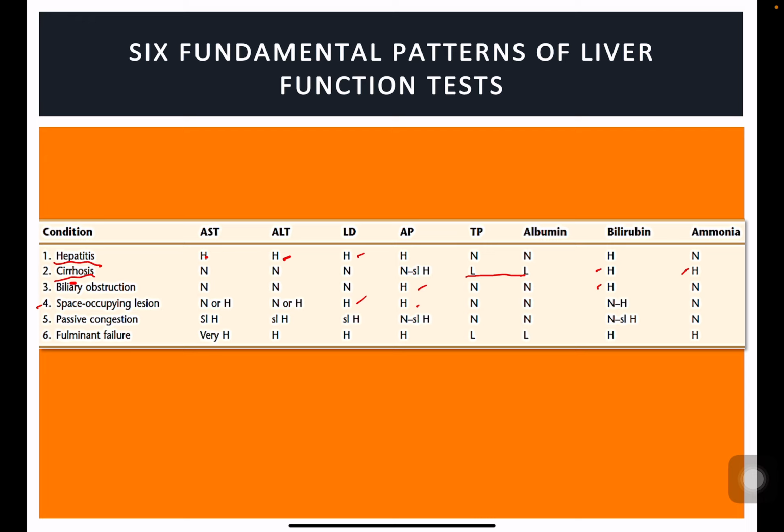While last, in your acute fulminant liver failure, AST, ALT, lactate dehydrogenase, alkaline phosphatase, bilirubin, and ammonia are increased, while your total protein and albumin is decreased. So this disorder is a combination again of the pattern of hepatitis and cirrhosis. So that's it. I hope you learned something of the liver function test, and I hope you will apply it in your future use, especially during internship or in residency.